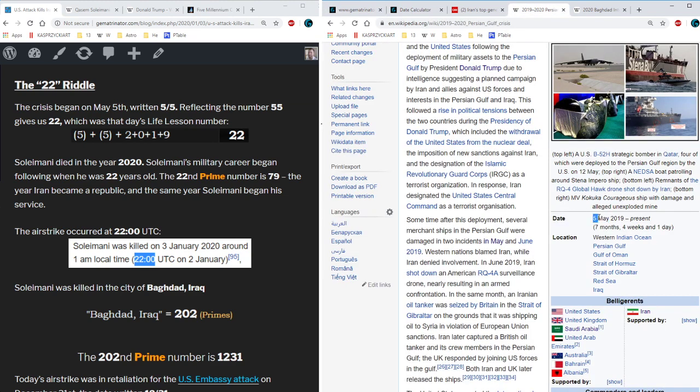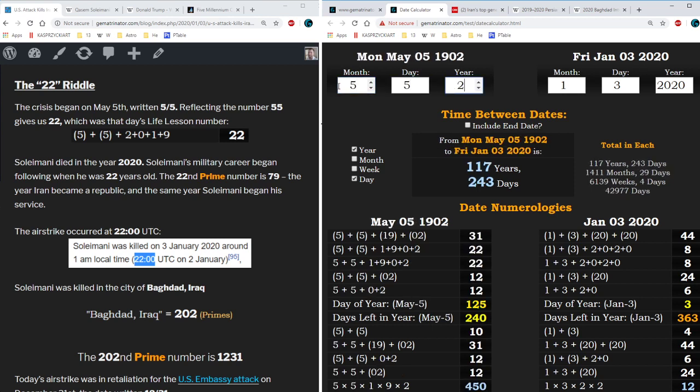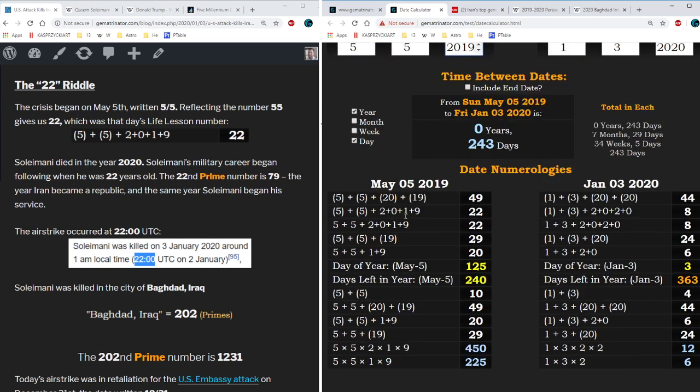First of all, the date May 5th, the beginning of this crisis, is a reflected 22. And if you think that's playing with numbers, consider that the date itself actually had a life lesson number of 22 as well.